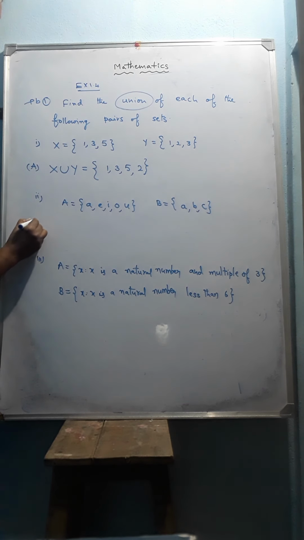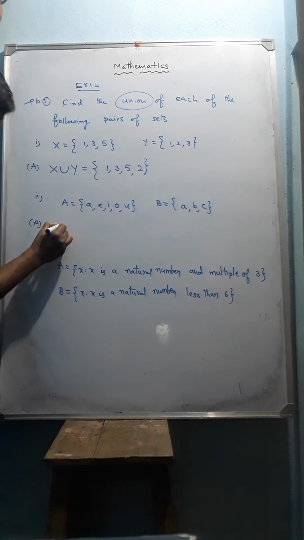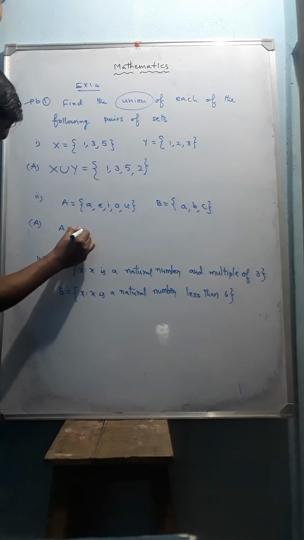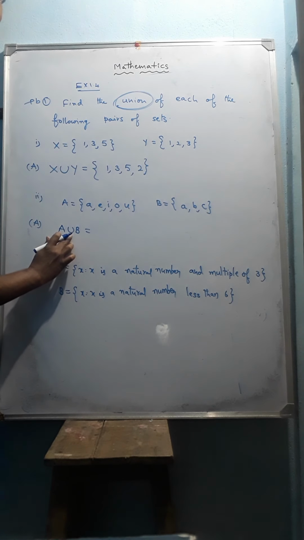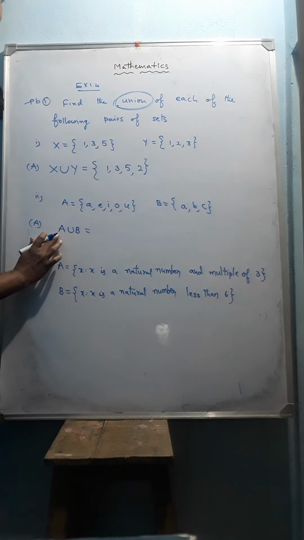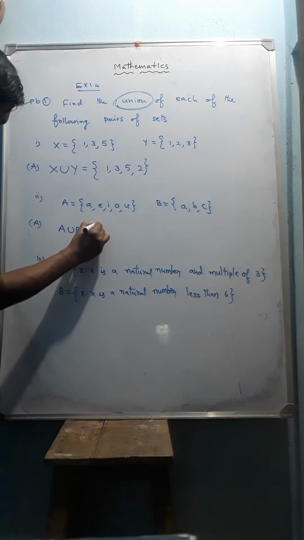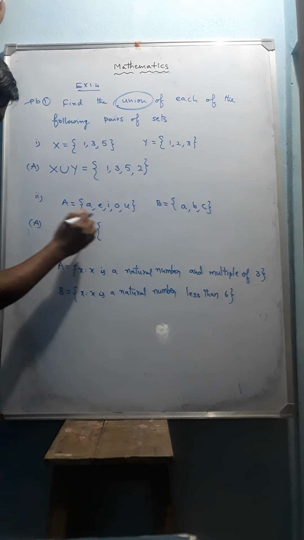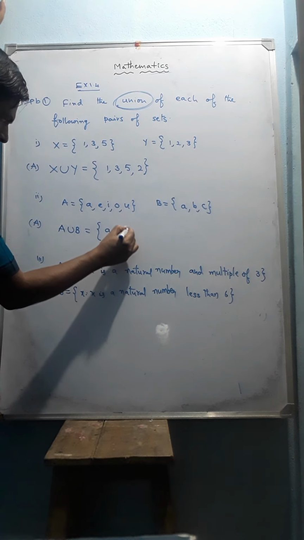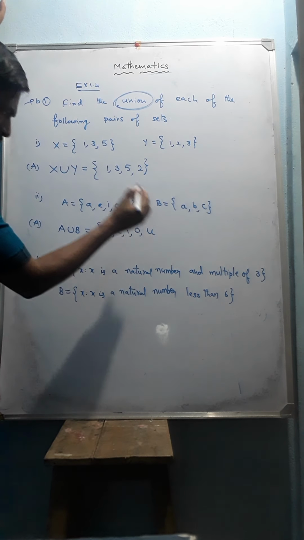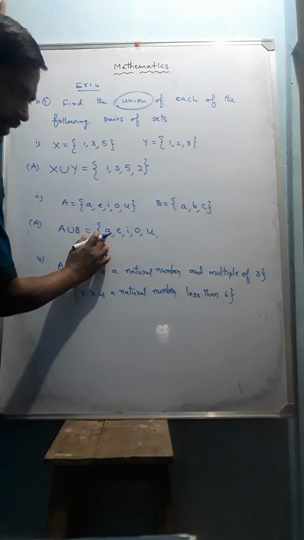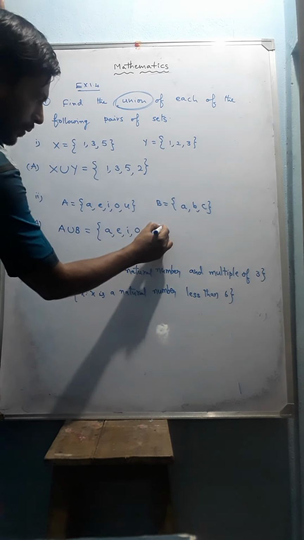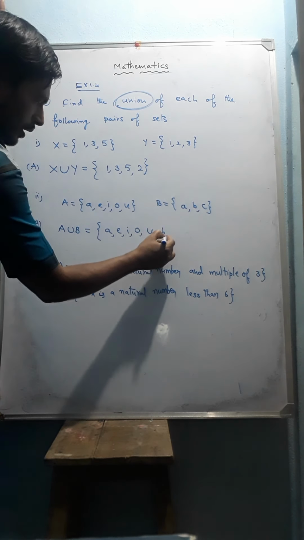Okay, next, second problem answer. So A union B is equal to, he is asking for the union, so we are using the union symbol. A union B is equal to the set of, first the A set elements are a, e, i, o, u. Next the B set elements are, so already a we have written. Next b, next c. That's all. This is the answer.